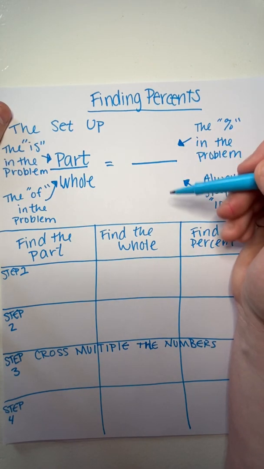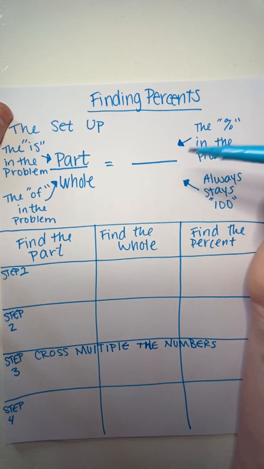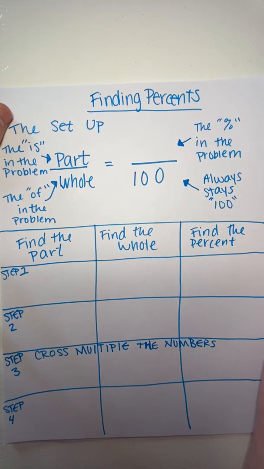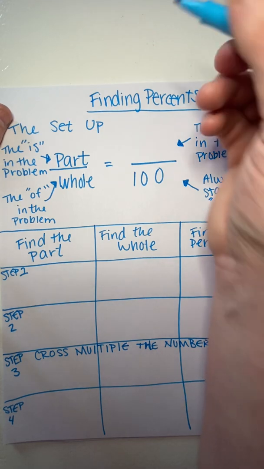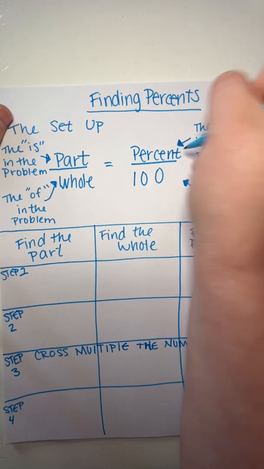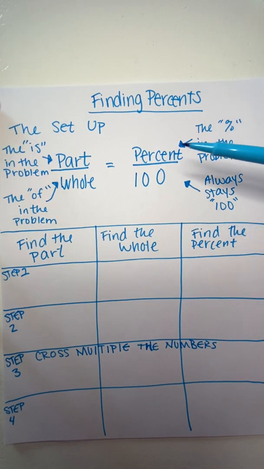Over here, my second fraction, you're going to have the percent over 100. So you're always taking stuff out of 100%. It stays 100 always, and it's going to give you the percentage most likely. Sometimes you're going to have to find the percent, but it always goes over 100.